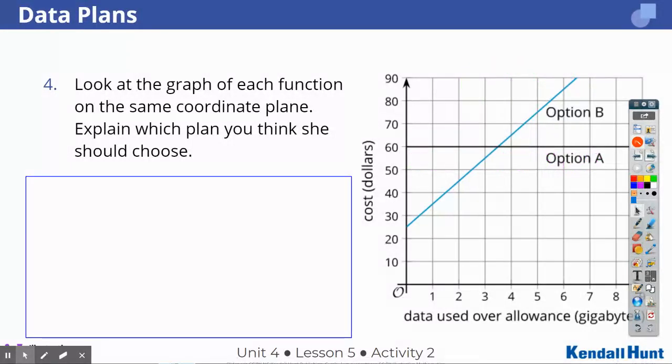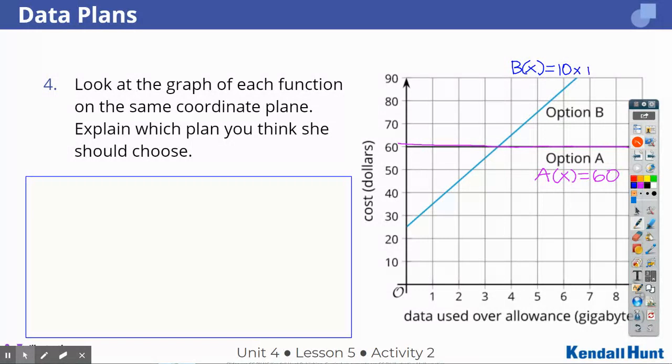All right, over here I've graphed this for you. So option A is the function A of X equals 60. And if we're looking at that on a graph, there is no slope here. So we just have a y-intercept of 60, and it's going to be a horizontal line across right here, because no matter how many gigabytes of data that we use, 1, 2, 5, 20, we're only going to pay $60.